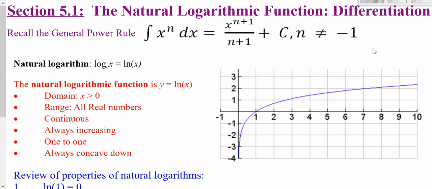We're going to go ahead and review some stuff from logs and look at using properties of logs to help us take derivatives, and then also look at logarithmic differentiation.